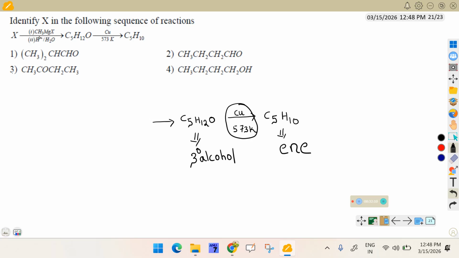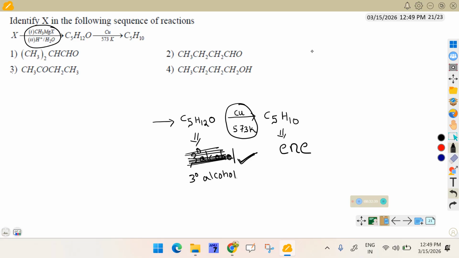Sorry, when alkene is formed as a product, the reactant is 3-degree alcohol. If the reactant is 3-degree alcohol, then it gives alkene as a product. Now, 3-degree alcohol is formed. When 3-degree alcohol is formed, compound X reacts with Grignard reagent followed by hydrolysis.